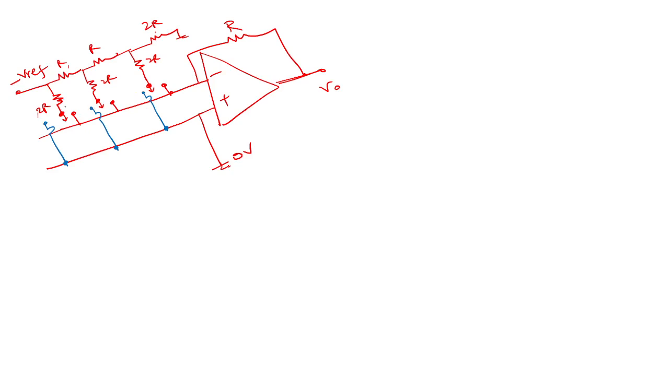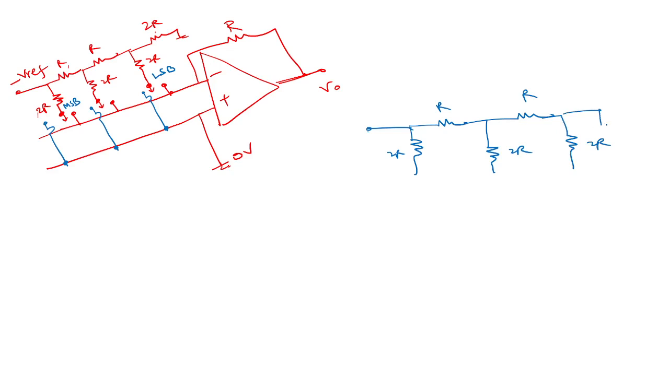Here, this becomes the MSP, this becomes the LSP. One can easily calculate, don't need to worry about it. If you connect this to here, now you just look at this circuit, just this network. What I mean to say is, this is 2R, this is R, this is 2R, this is R, this is 2R, and this is 2R.